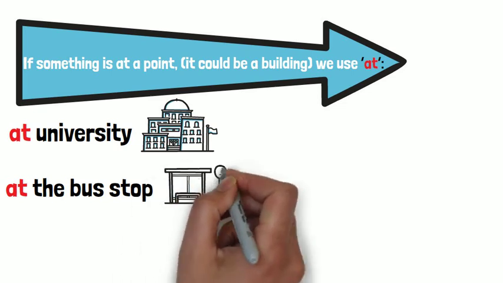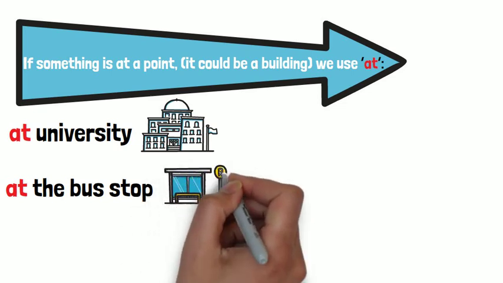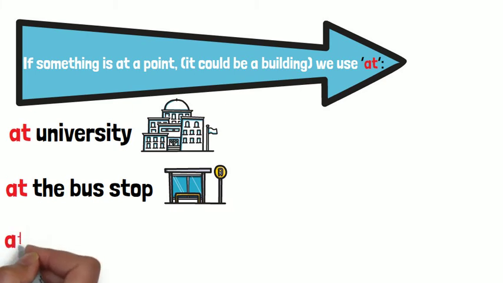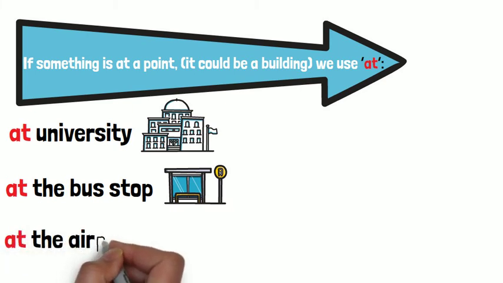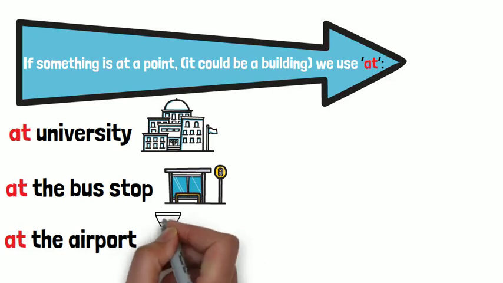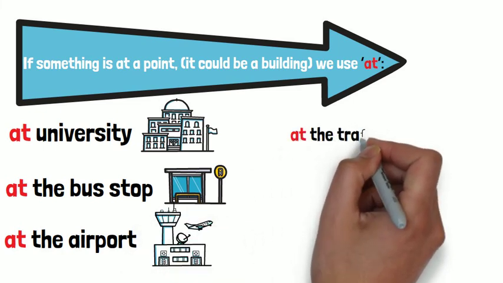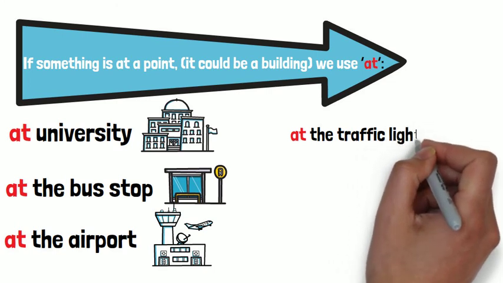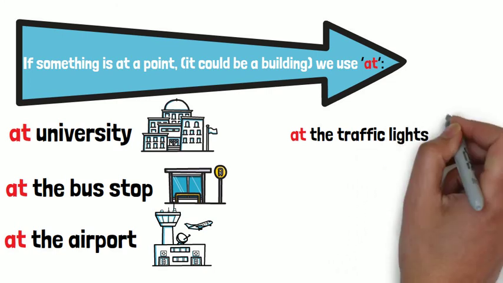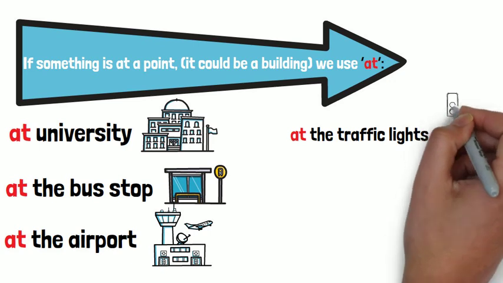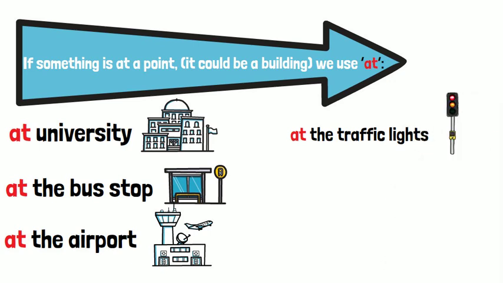I am at the bus stop. أنا أمام محطة الحافلة at the bus stop. I am at the airport. أنا في باب أو في مدخل المطار في نقطة معينة من المطار at the airport. I am at the traffic light.